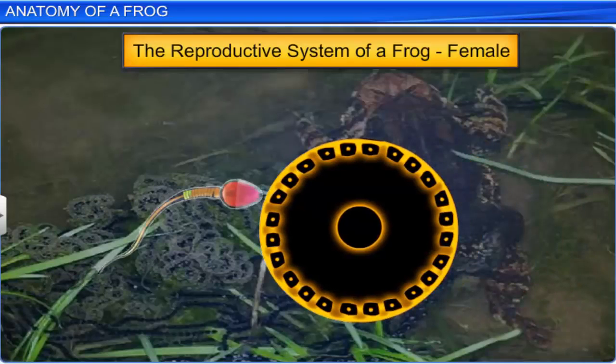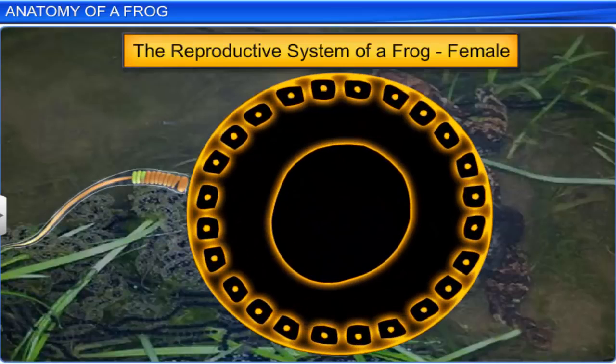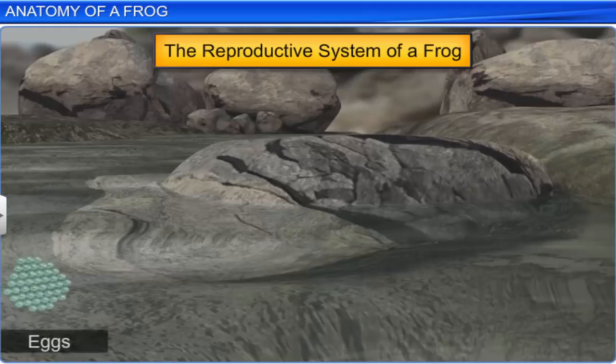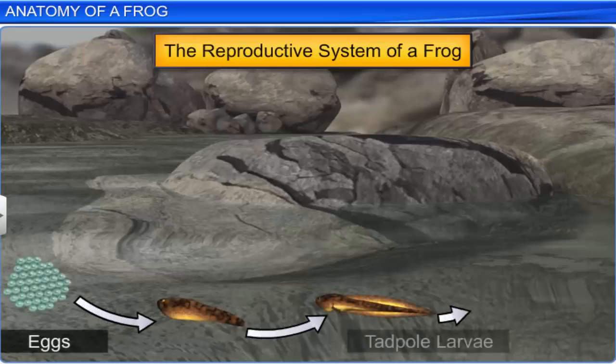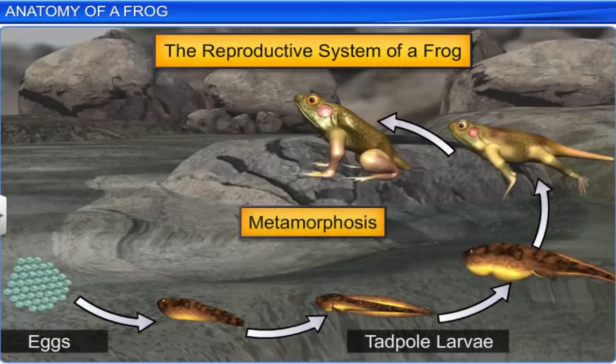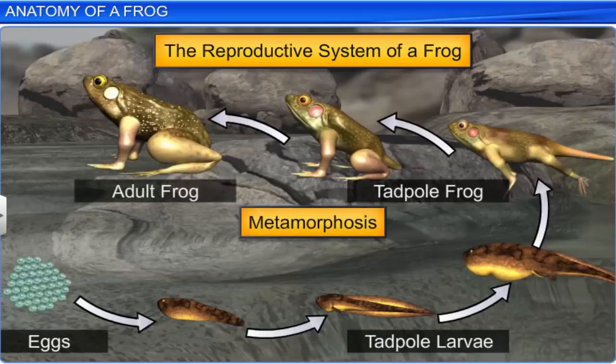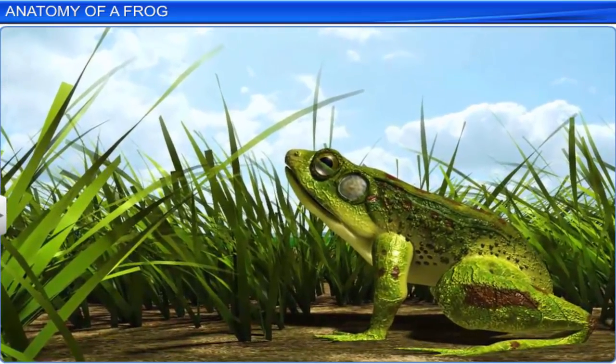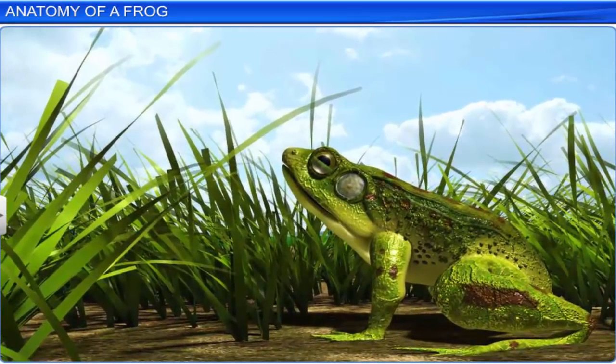After copulation, the eggs are fertilized externally in the presence of water. These eggs develop into tadpoles, which undergo metamorphosis to form adult frogs. As the life cycle of frogs has a larval or tadpole stage, development is indirect. We've just studied the anatomical features of the frog, such as the digestive, vascular, respiratory, excretory, nervous, and reproductive systems.